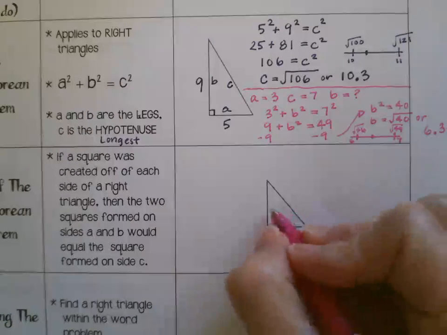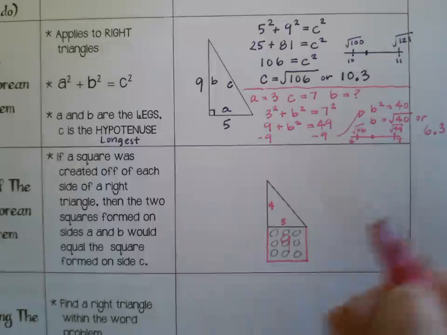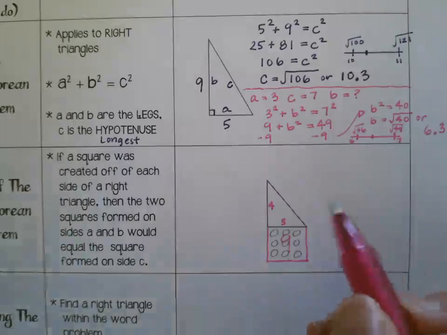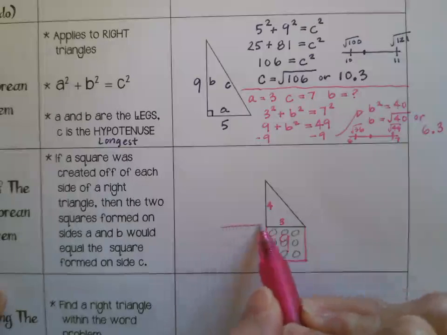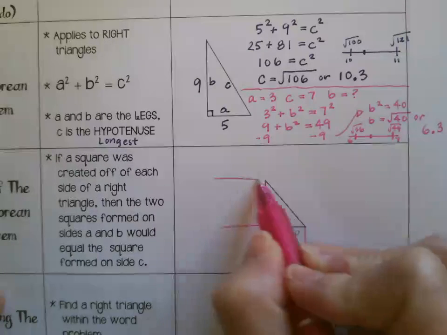All right, let's say this side over here is 4. So if I made a square out of this side, whoops, I'm going to try anyways.